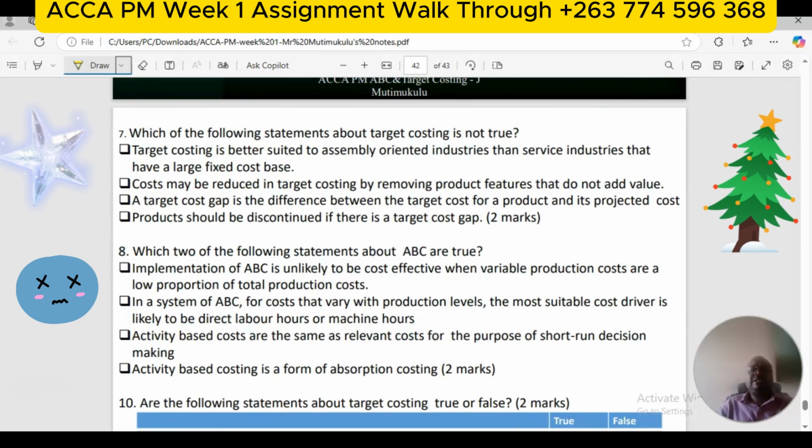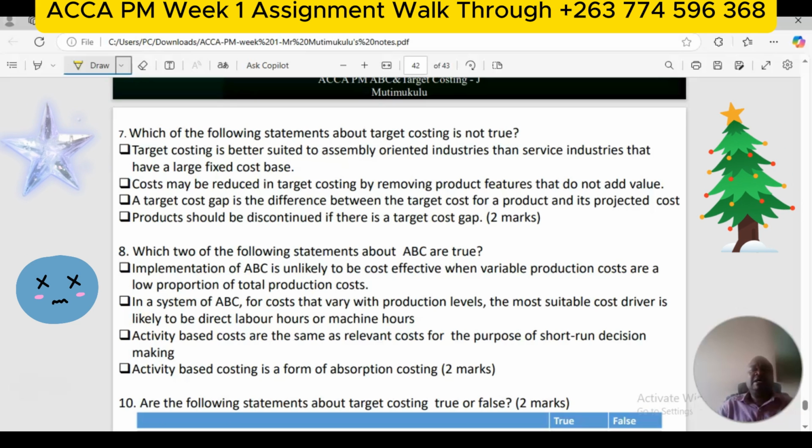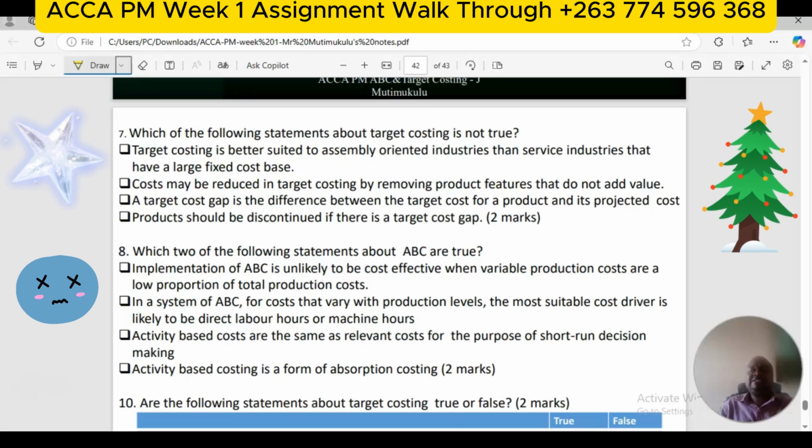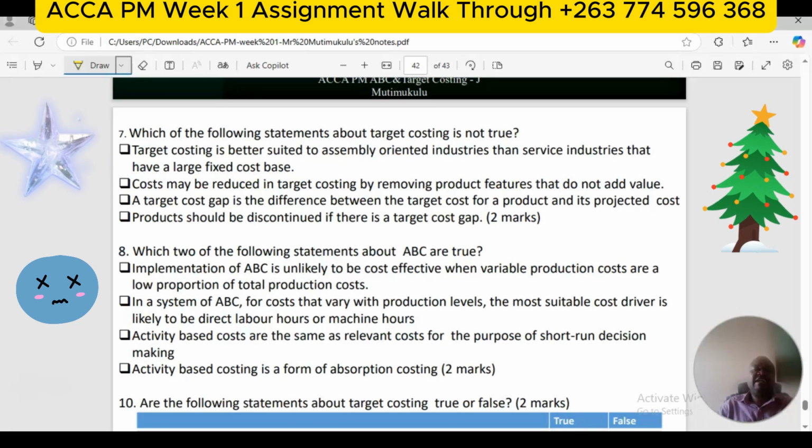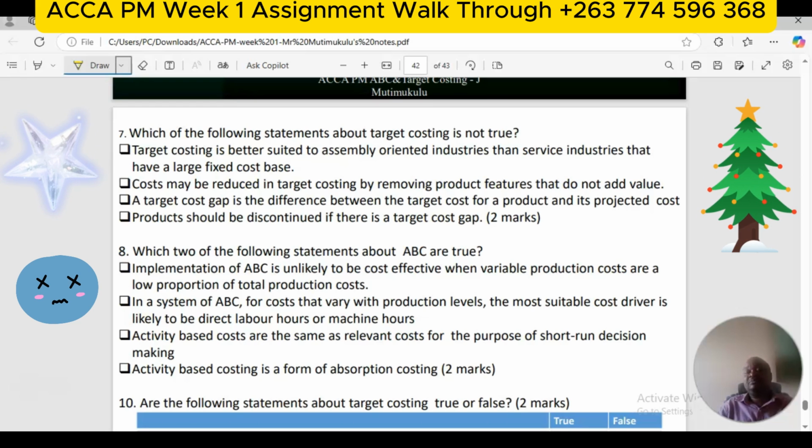Which of the following statements about target costing is not true? Target costing is better suited to assembly-oriented industries than service industries that have a large fixed cost base.